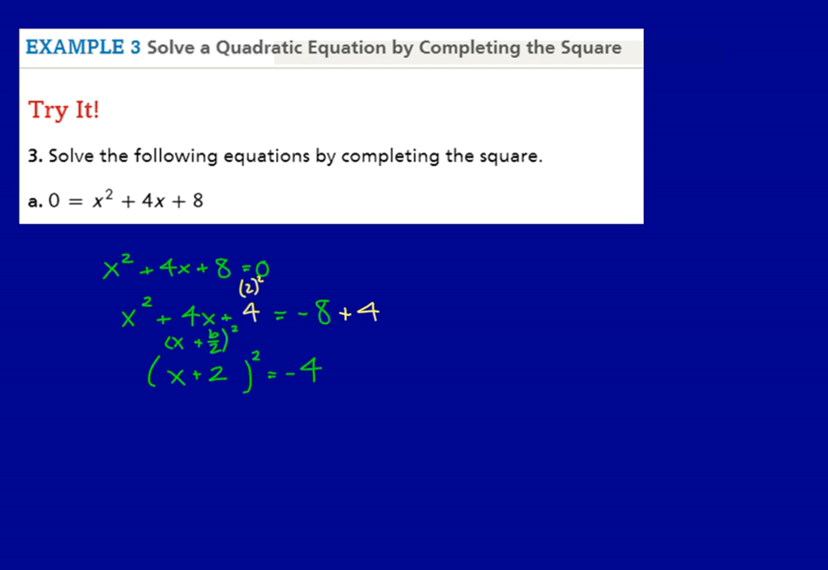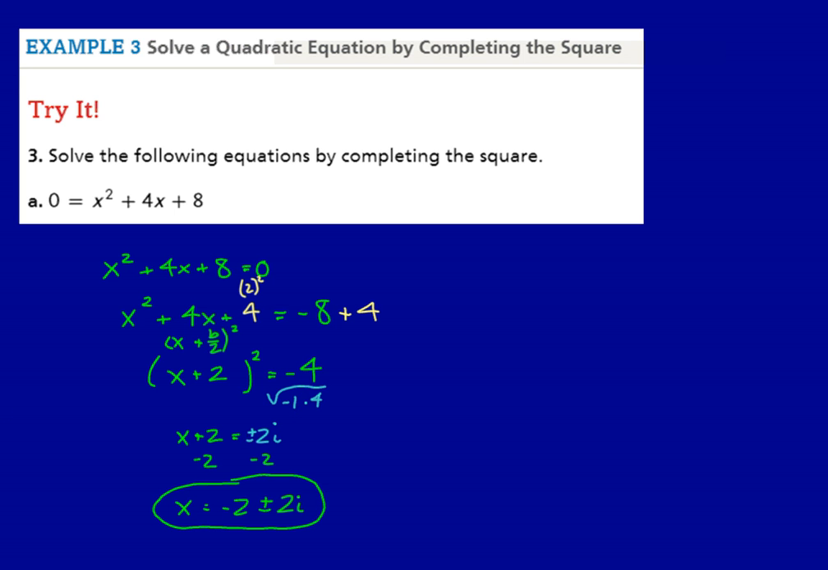So when we square root both sides, we get x plus 2 equals, and let's just break this down a little bit. This is going to be negative 1 times 4. So we get plus or minus 2i. And I want to solve for x. So I'm going to subtract 2 and get that x is equal to negative 2 plus or minus 2i. Square root of negative 1 is i. That's where that came from last section.